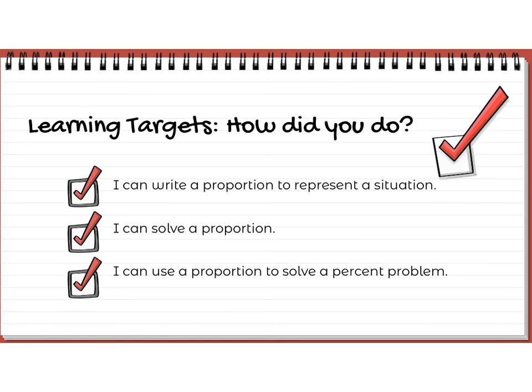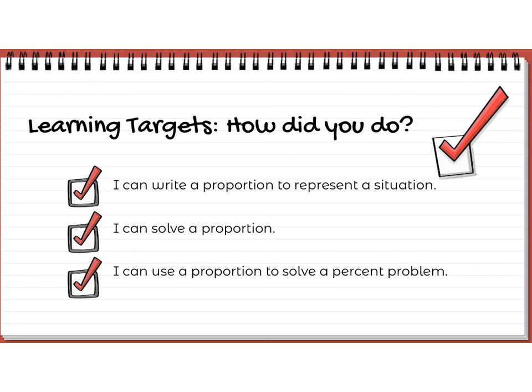Let's look and see how you did. So here's your learning targets again. Can you write a proportion to represent a situation? Did that make sense? Did you remember how to do that? I really think labeling is the key there. Can you solve a proportion? And we talked about the 3 ways: unit rate, scale factor, or find the cross products and solve that equation.